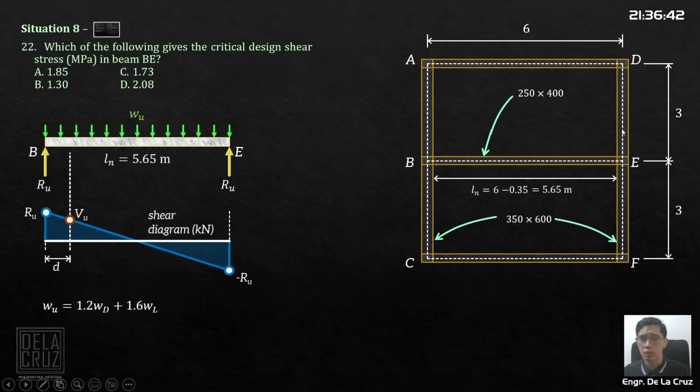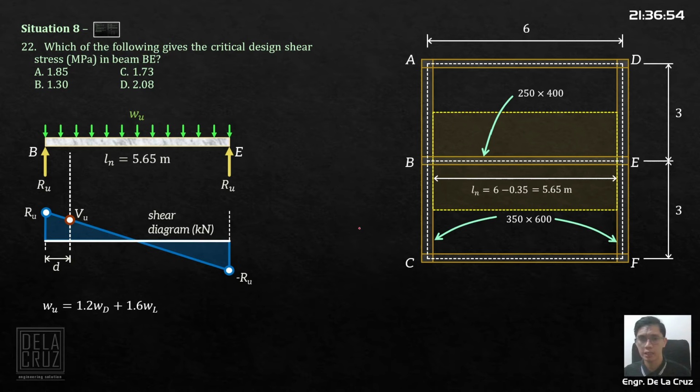Okay. Now, gagamitan natin ng tributary area. Bali, yung i-carry ng beam BE is ito. Kalahati ng 3 dito. Ito. Kalahati ng 3 meters. Here. Kalahati ng 3 meters. And kalahati din ng 3 meters on the other side. So, overall, a total distance of 3 meters lang din.